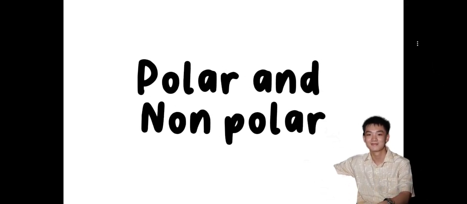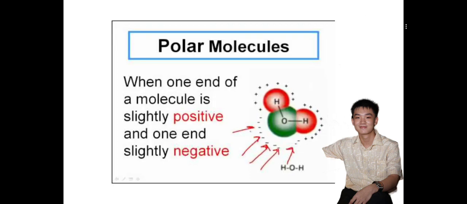Hi everyone, today we will explain about polar and nonpolar in chemical bonding. What is polar? In chemistry, polarity describes the uneven charge distribution in a molecule, creating positive and negative regions.